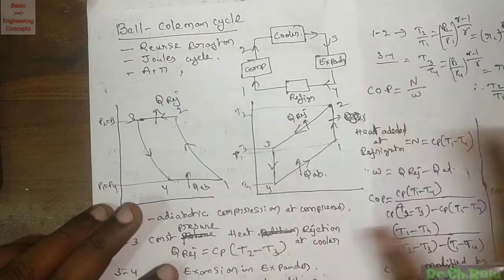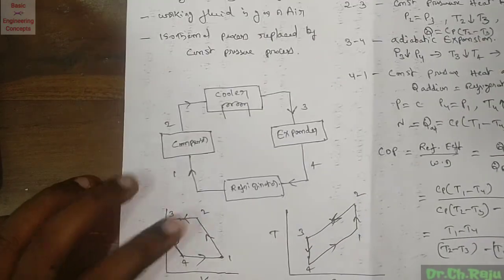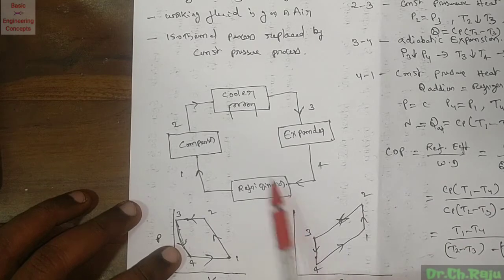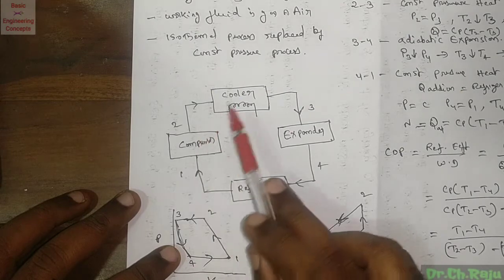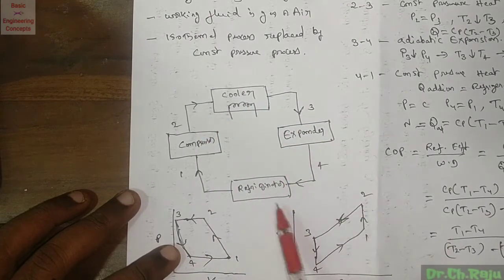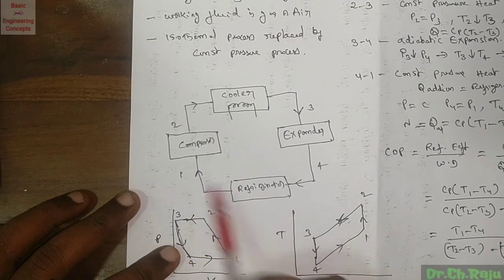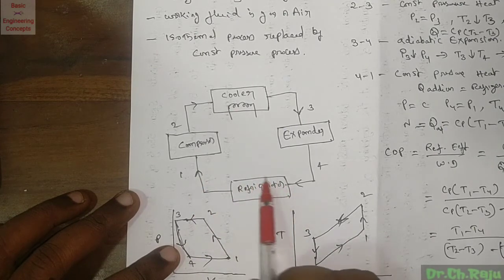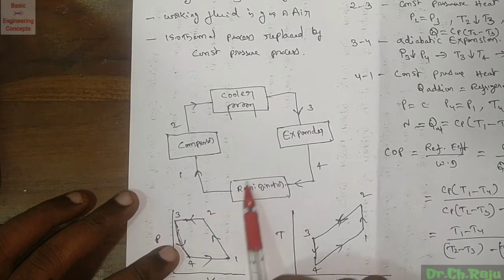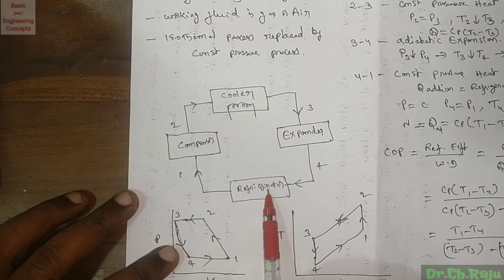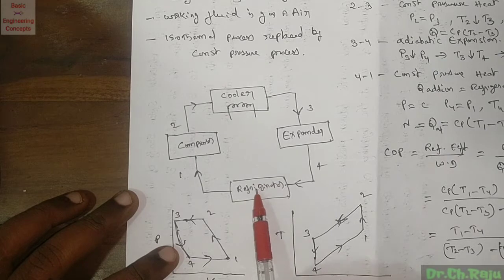The basic line diagram for the Bell-Coleman cycle: this is the refrigerator, this is the compressor. The main elements of the Bell-Coleman cycle are the compressor, cooler, expander and refrigerator. Here the air enters from the refrigerator by absorbing heat. The products to be cooled are placed in this place, which is called the refrigerator. So this is the actual refrigerator, and the products are placed here to cool.